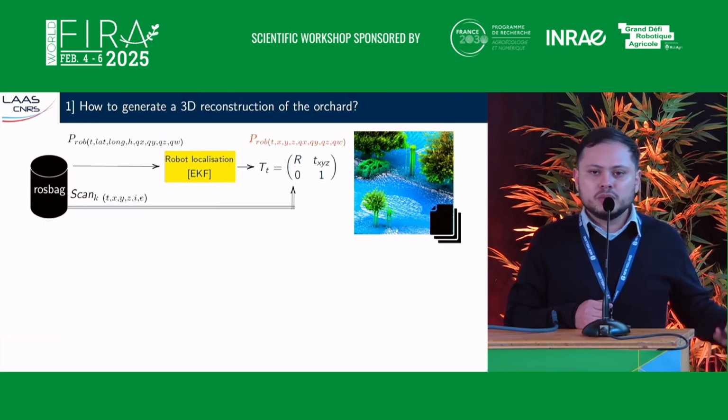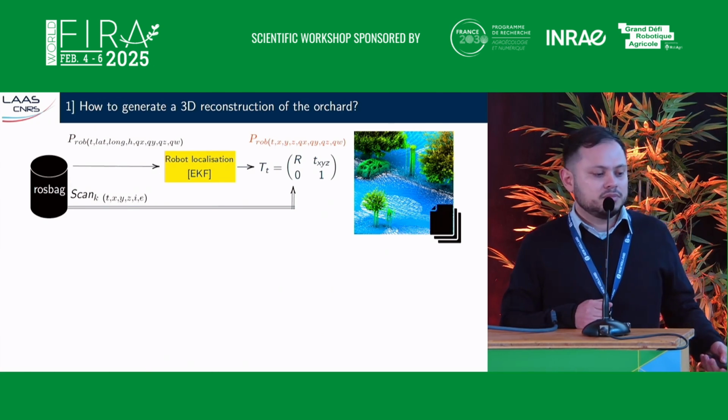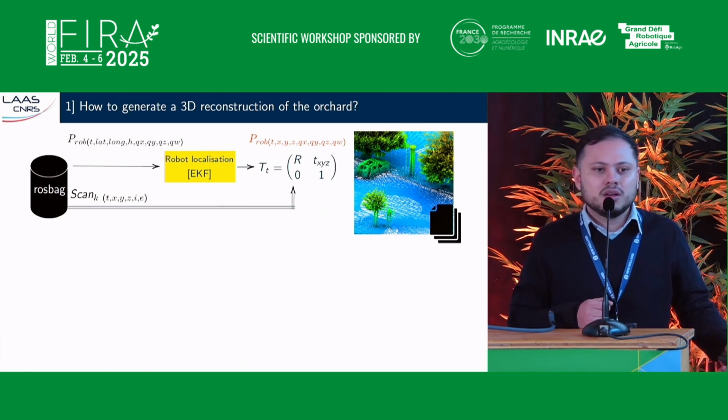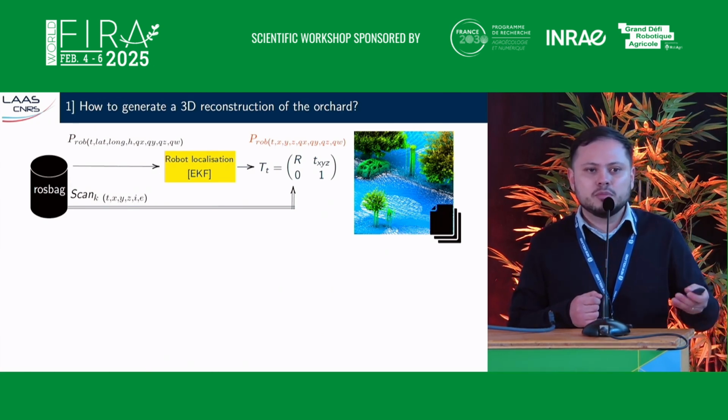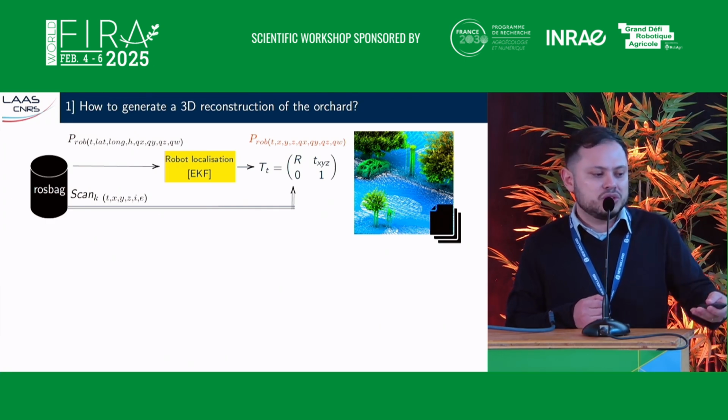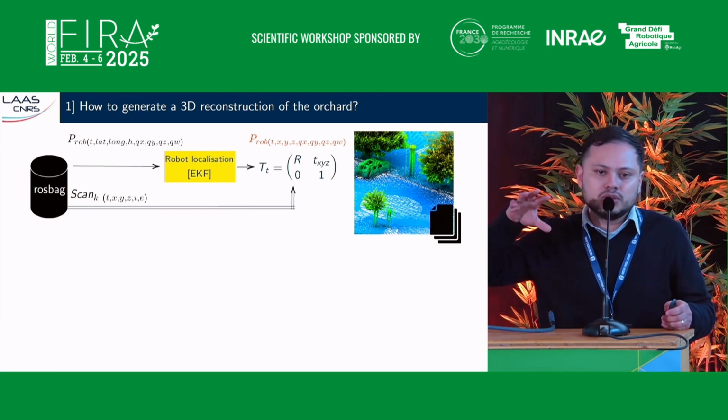But before going with the results, one of the most common questions I get when I speak about this topic is, okay, but how do you generate a three-dimensional reconstruction? Here's the answer. It's very simple. We are using in our experiment ROS, which is the Robot Operating System. And basically, we put our robot into the orchard to navigate the orchard, collecting data.